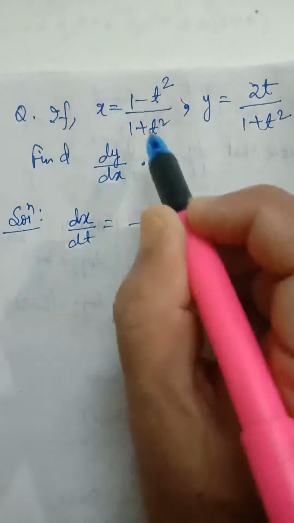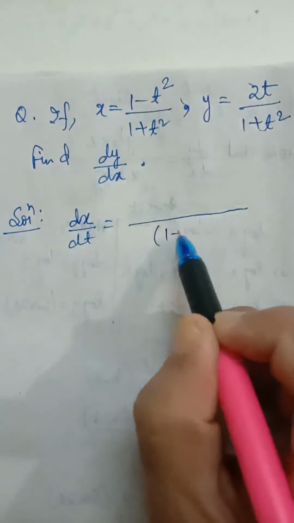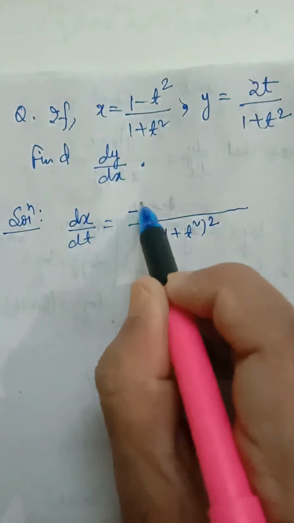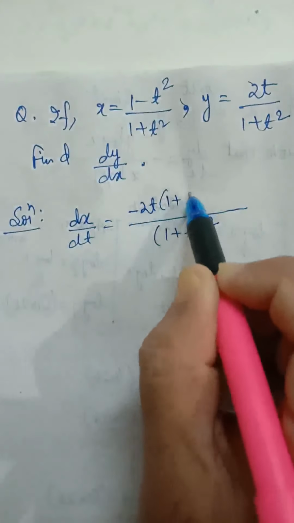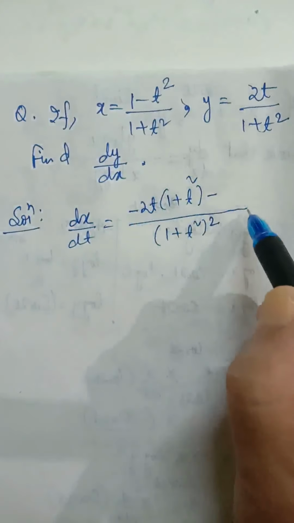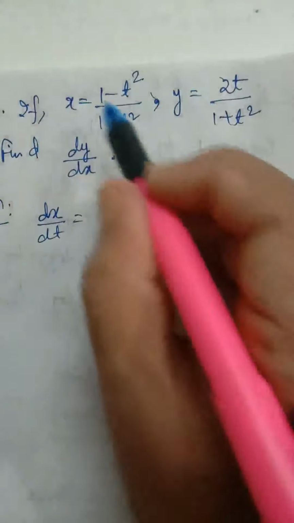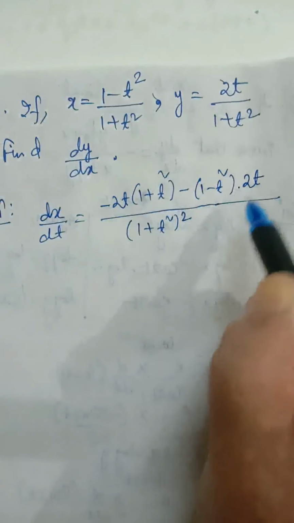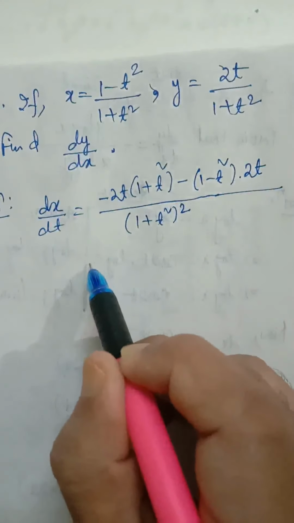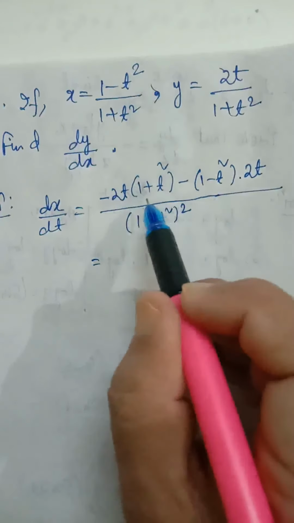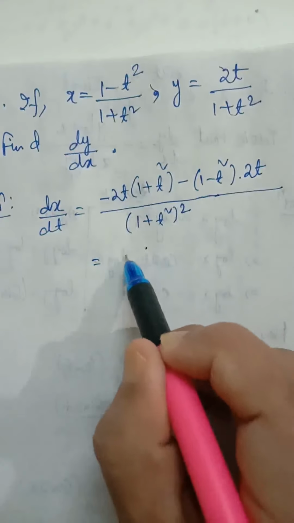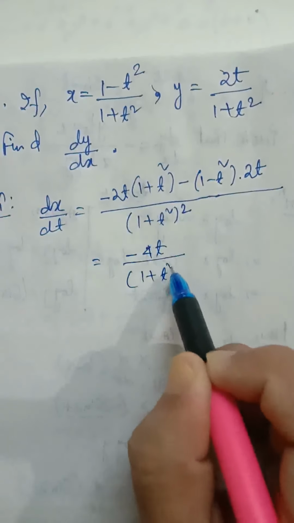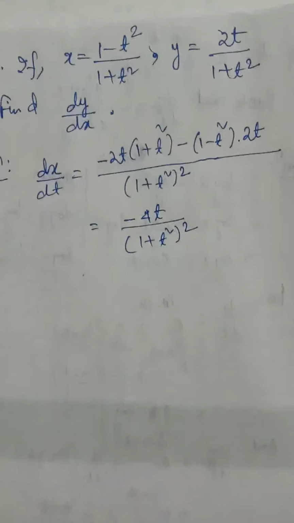So dx by dt equal to, first denominator whole square, 1 plus t square whole square, derivative of numerator is minus 2t into denominator unchanged minus numerator unchanged into derivative of denominator. So if we take minus 2t common, this will be 1 plus 1, this will be minus of 4t divided by 1 plus t square whole square. This is our dx by dt.